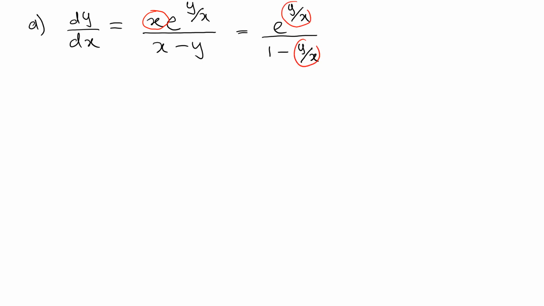So even though it doesn't look like it, this is a homogeneous equation. So let's look at the next one. Next we have dy by dx equals (x minus y) over (x cubed plus y cubed).